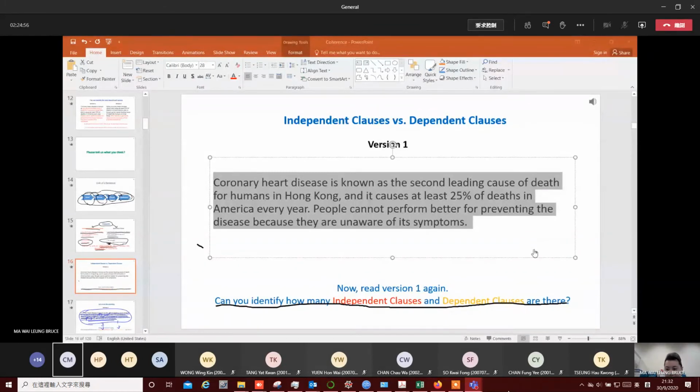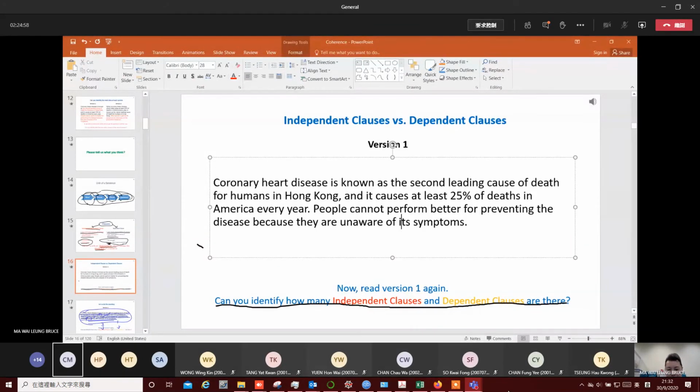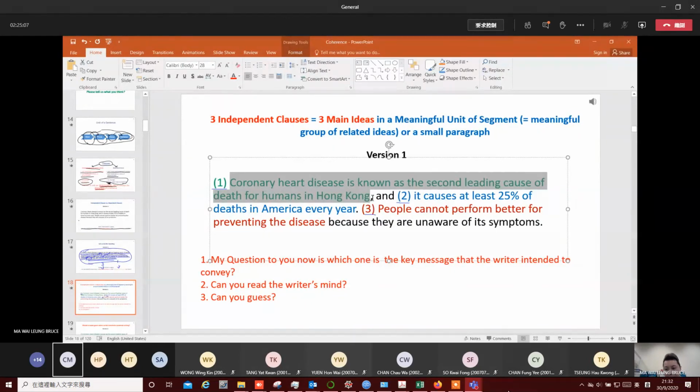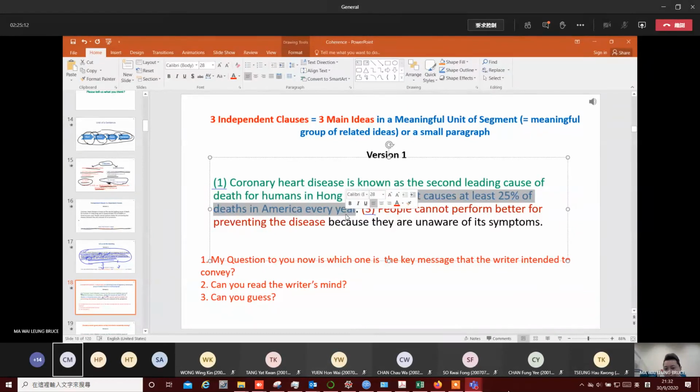Anyone? An answer? There are three independent clauses. Which three? One, coronary heart disease is known as a secondary cause of death. The first one. Second one, it causes at least 25% of death. Third one, people cannot perform better.